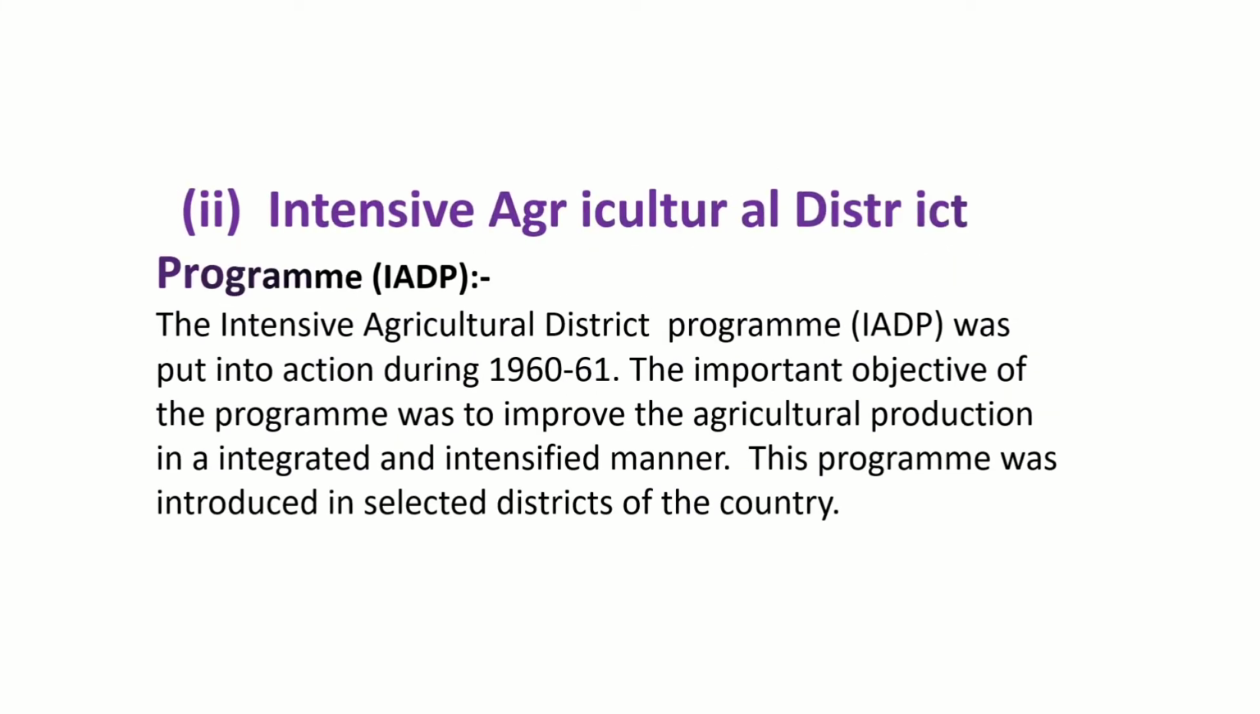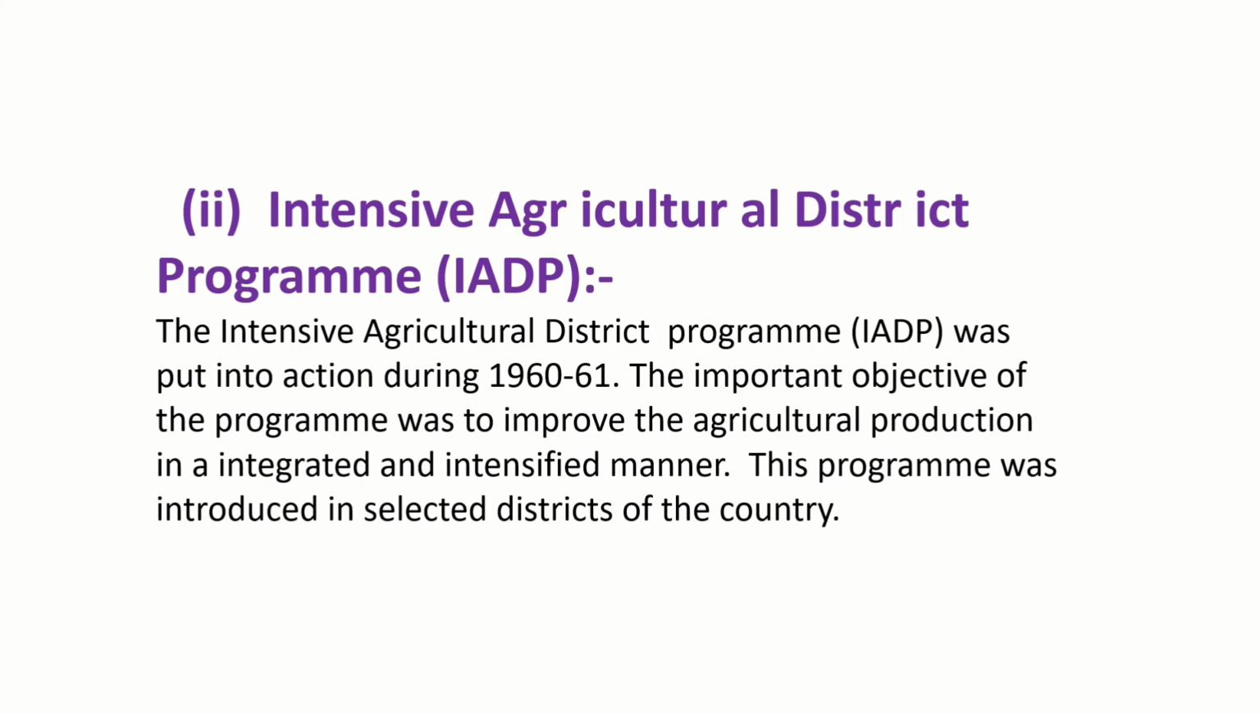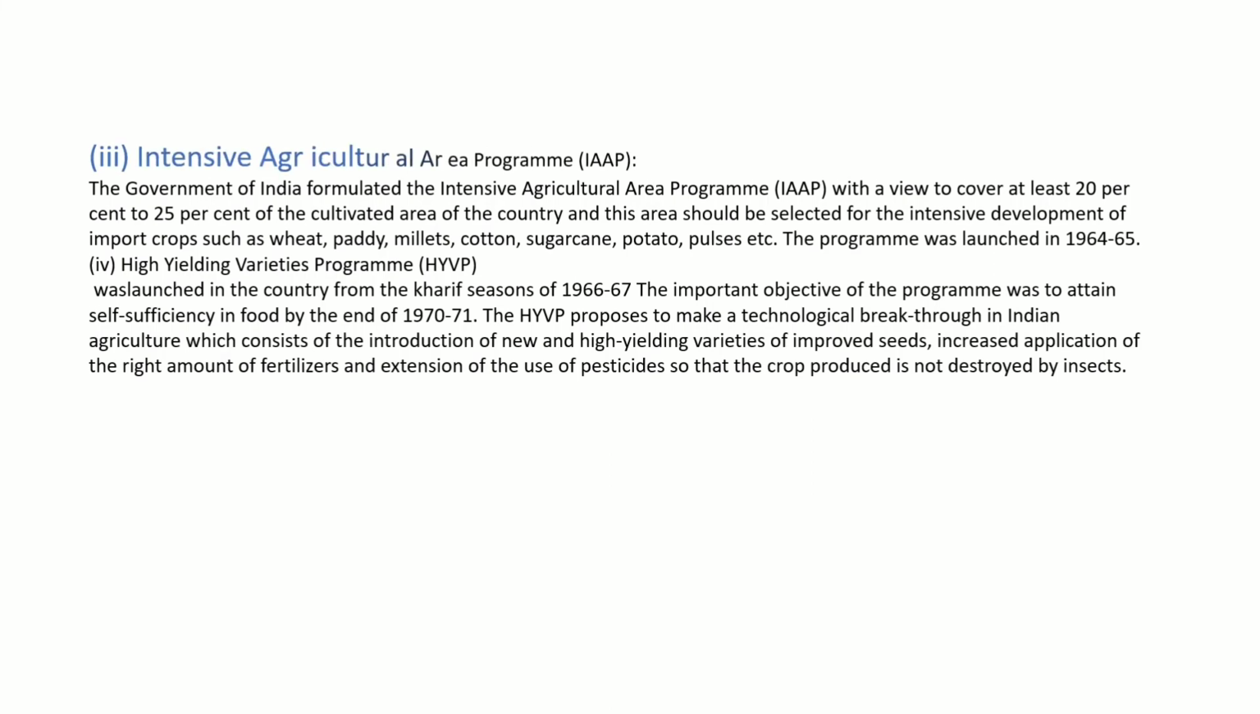Intensive Agricultural District Program. This was put into action during 1960-61. An important objective of the program was to improve agricultural production. Intensive Agricultural Area Program. The Government of India formulated this program with a view to cover at least 20% to 25% of the cultivated area of the country, and this area should be selected for the intensive development of important crops such as wheat, paddy, millets, cotton, sugarcane, potato, pulses, etc.